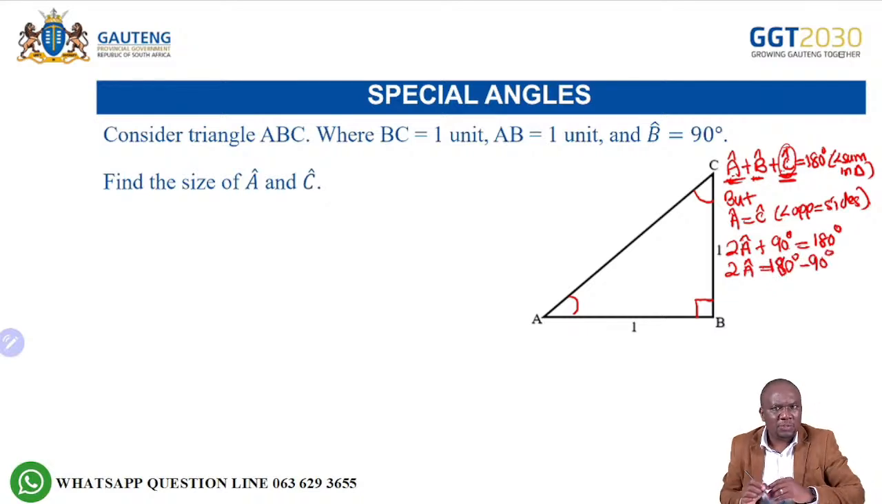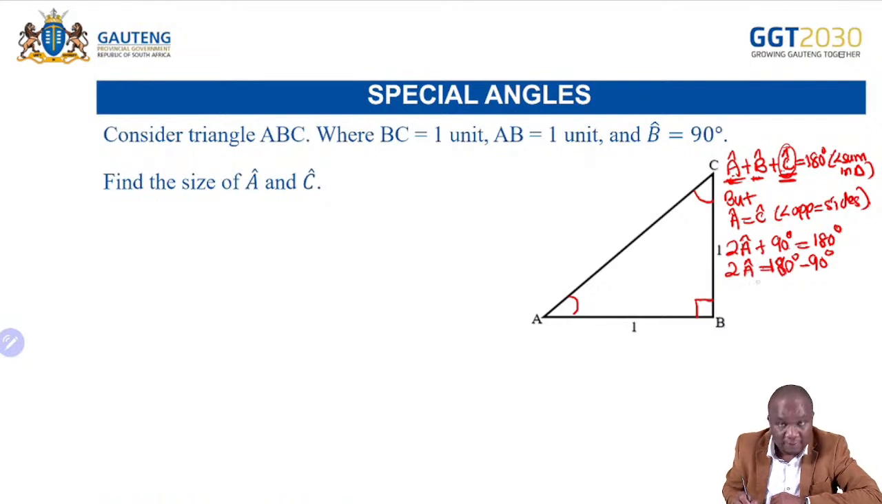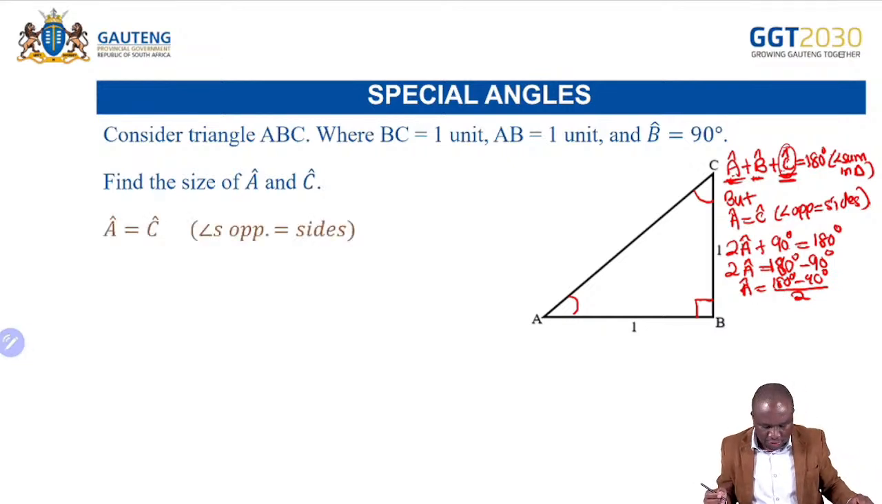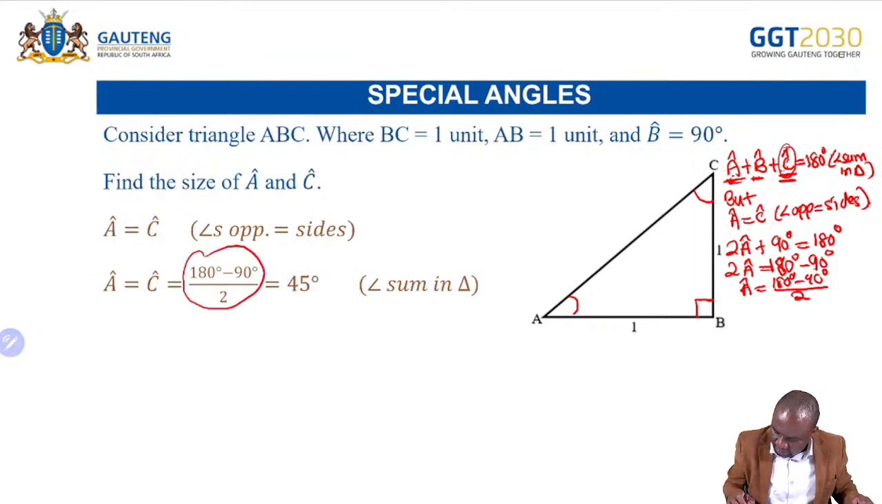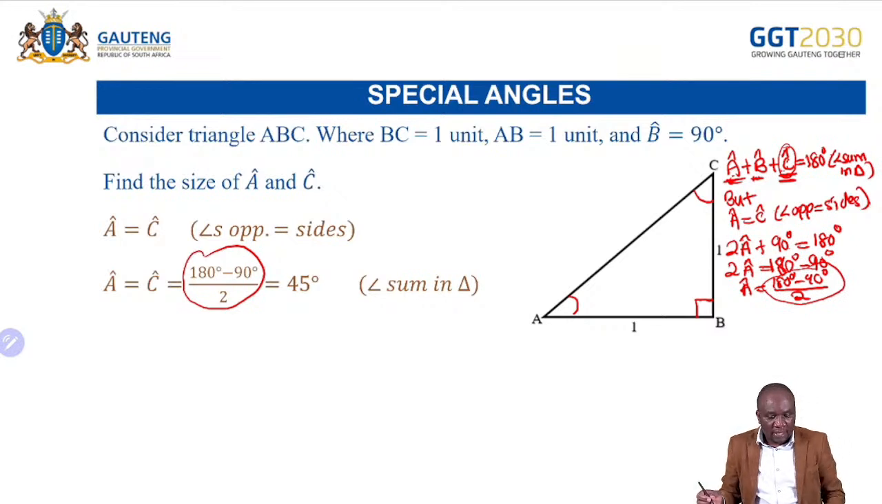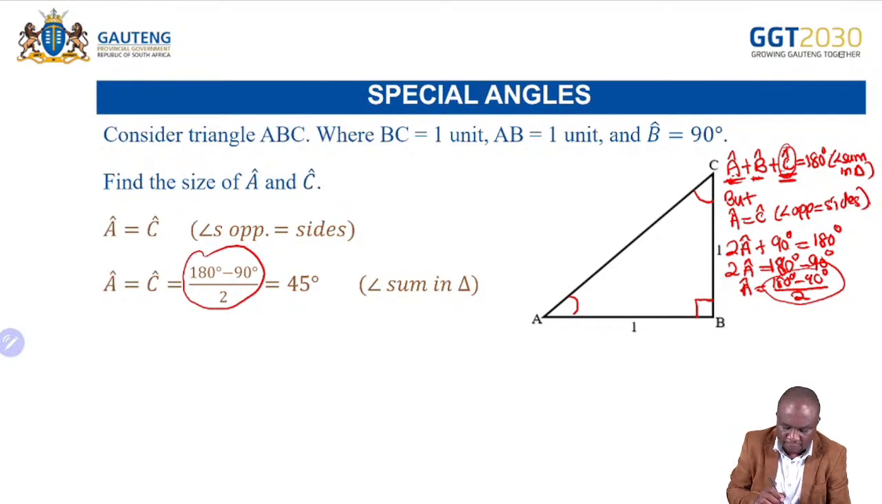Still fine. And then what do we do to get angle A? We divide by 2 on both sides of the equation. So angle A is equal to 180 degrees minus 90 degrees divided by 2, which is the part that I just went straight to. You see that? That's where it is coming from. And then 180 degrees minus 90 degrees is 90 degrees. Then 90 degrees divided by 2 is 45 degrees. So it means that angle A and angle C are both equal to 45 degrees.